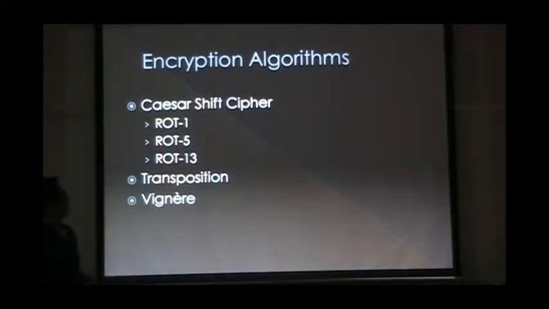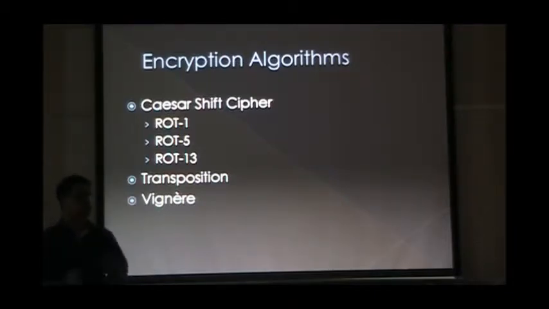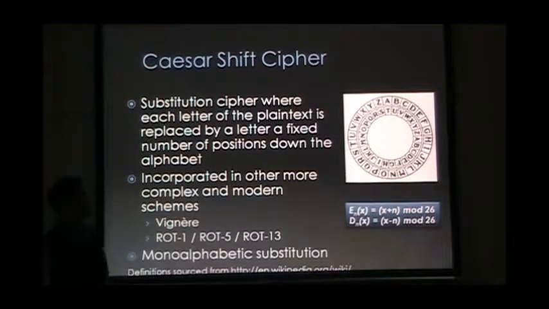So the ones we're going to cover are the Caesar shift cipher. There's also ROT1, ROT5, and ROT13. They're all just variations of the Caesar shift cipher, but they do get referred to independently sometimes. And then we're also going to look at transposition ciphers and the Vignère cipher. Okay, so Caesar shift cipher.